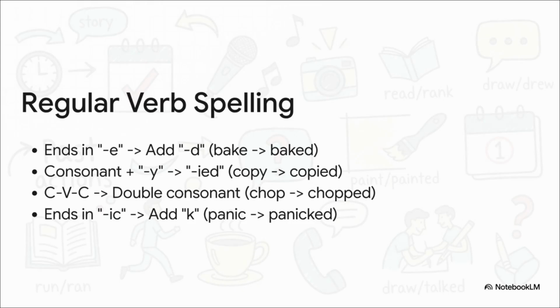Even with those easy, regular verbs, there are a few little spelling rules you've got to watch out for. So let's just walk through them. First, if the verb already ends with an e, like bake, you just add the d. Makes sense. Next, if a verb ends in a consonant and then a y, like copy, that y has to change to an i before you can add the ed. Then you've got those short one-syllable verbs like chop that follow a consonant-vowel-consonant pattern. With those, you have to double that last letter. And finally, here's a weird one. For verbs like panic, you have to add a k before the ed to make sure it sounds right. Panicked.